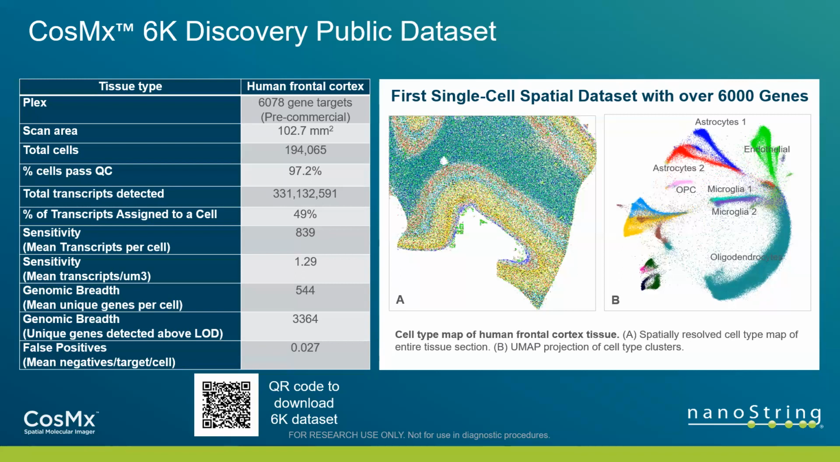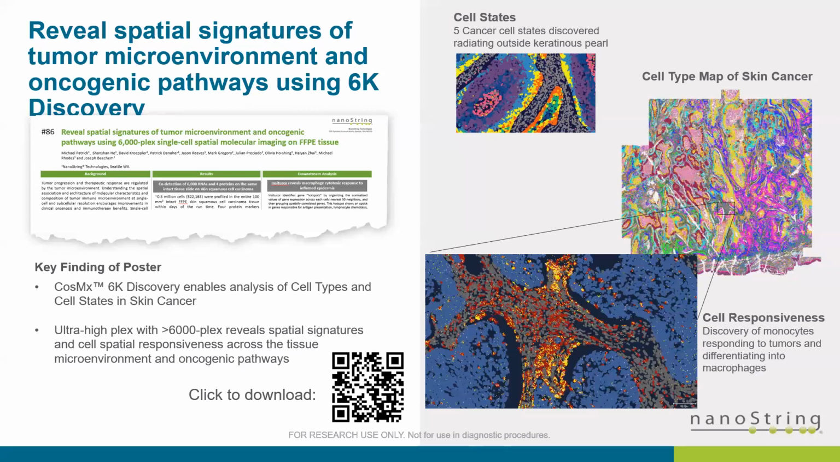So that's publicly available. And then this is a study that was done, again, using the 6,000-plex panel, that was presented at the Society for Immunotherapy here last month. What we're highlighting here is the discovery of different cell types, cell states, and then understanding how the cells are responding to their environment, like the overarching cell responsiveness. And what we found from this particular study, again, looking at skin cancer, was that CosMx enables looking at spatial measurements of these 6,000 genes simultaneously.